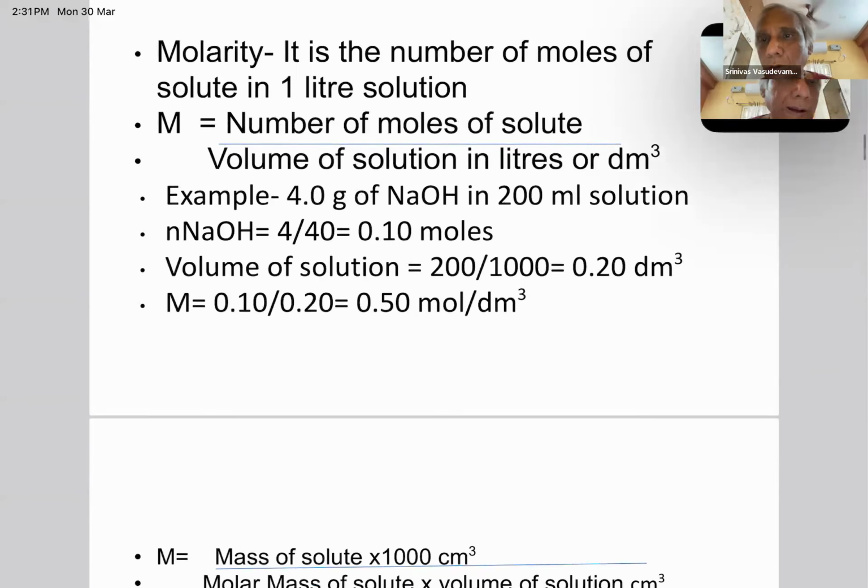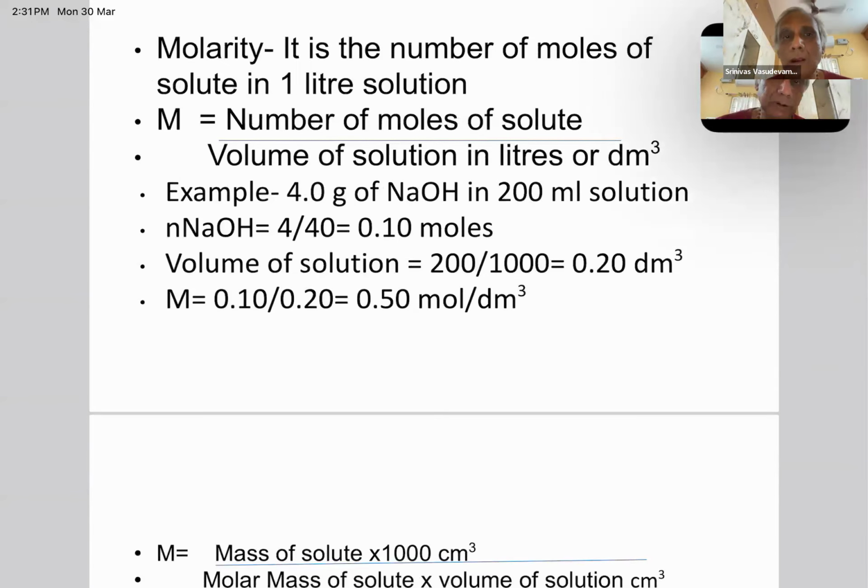Molarity and molality are commonly used terms here. Molarity is the number of moles of solute present in 1 liter of solution or 1 decimeter cube solution. Molarity is equal to number of moles of solute divided by volume of solution in liters or decimeter cube. For example, 4 grams of sodium hydroxide dissolved in 200 ml solution. Number of moles of NaOH, mass of NaOH divided by molecular mass of NaOH, 4 by 40, 0.10 moles. Volume of solution in decimeter cube or liters, 200 centimeter cube divided by 1000, 0.20 decimeter cube.